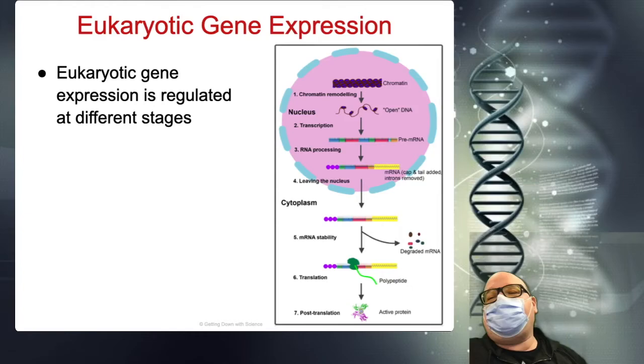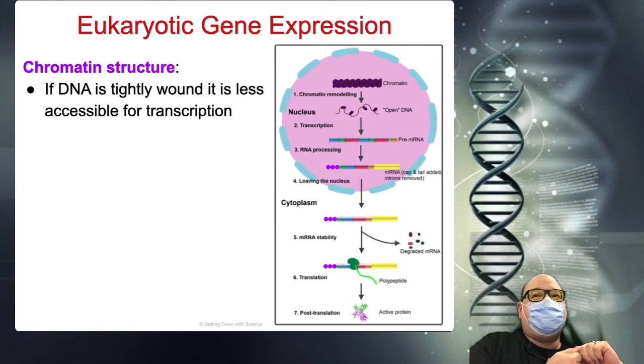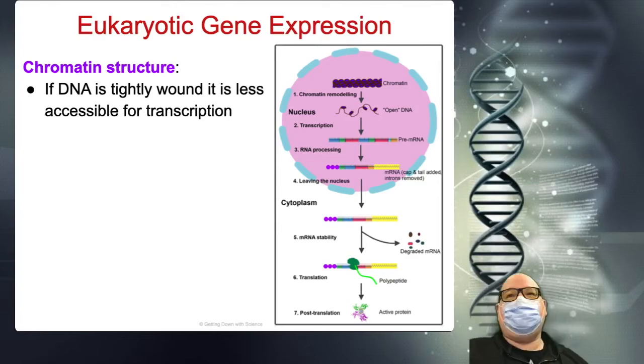In eukaryotes, chromatin and DNA are much more structured. In prokaryotes, it's just sort of a ring of looser DNA. It's not wound up as tightly. So if DNA is very tightly wound up, it's going to be much harder for it to be transcribed. This is a problem that prokaryotes don't really have, because their DNA is much more open and much more accessible. So, how do we take care of this problem?